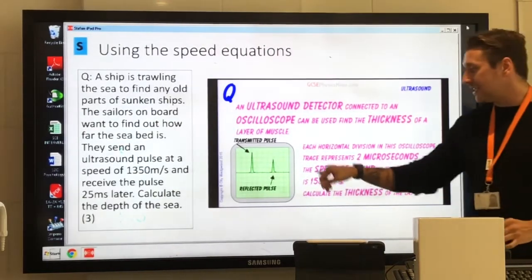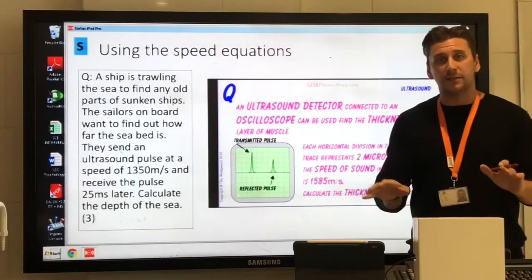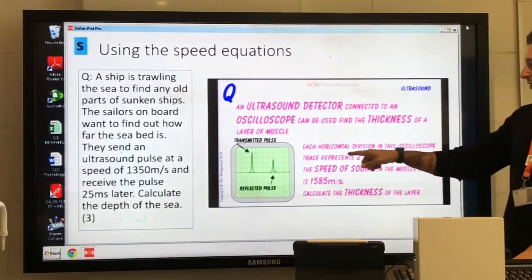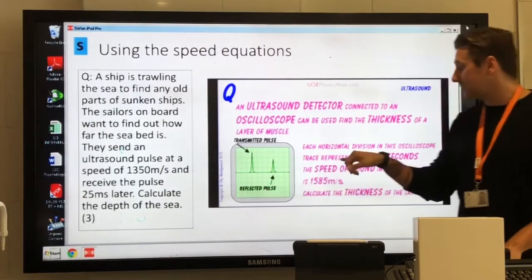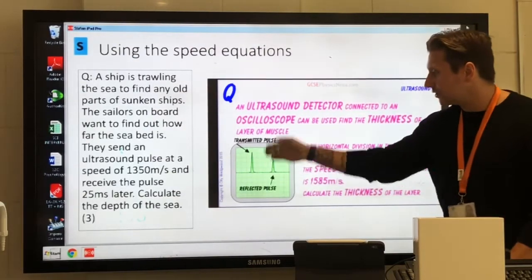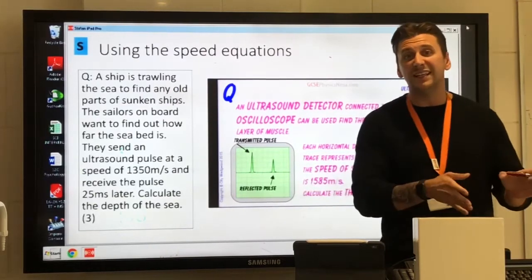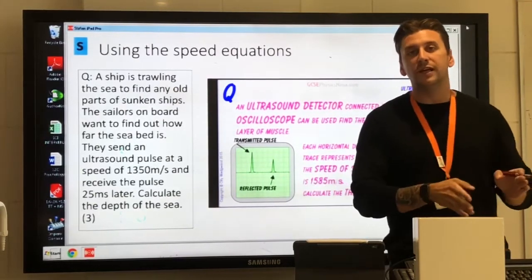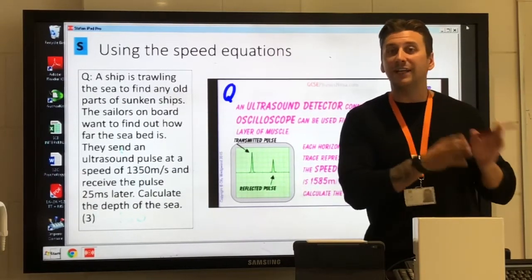So the speed of these ultrasounds is 1,585 meters per second. That's the speed, that's fine. It says on here that each horizontal division represents 2 microseconds. Now what that means is every horizontal square on this oscilloscope grid is 2 microseconds. So immediately I'll turn the 2 microseconds into seconds. 2 times 10 to the power of minus 6, as micro is.